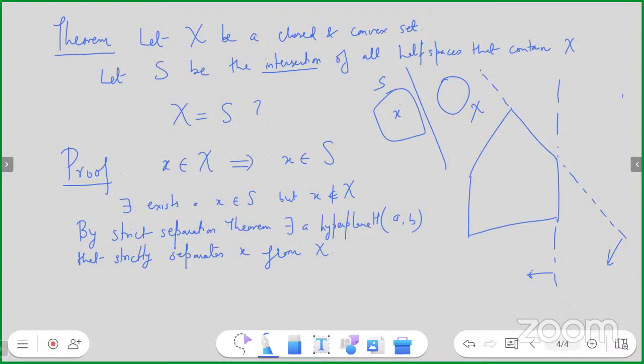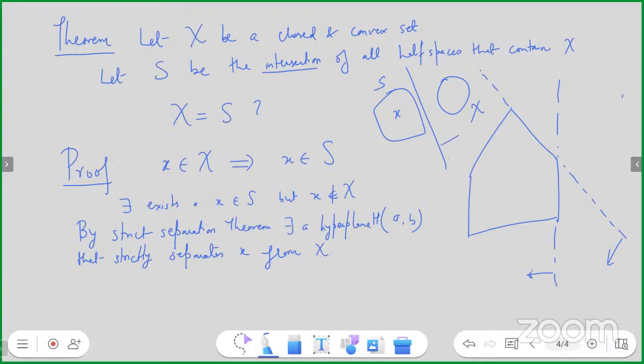So what is this property of H I have to exploit? It separates. That's all I'm given. It's strict separation. So then x does not lie in that half space. It's not a member of that half space. That is given to you. But that half space contains chi. So why? Because the hyperplane by definition will give two half spaces. One will contain the convex set and the other will contain the point. Agreed. Now contain means what?